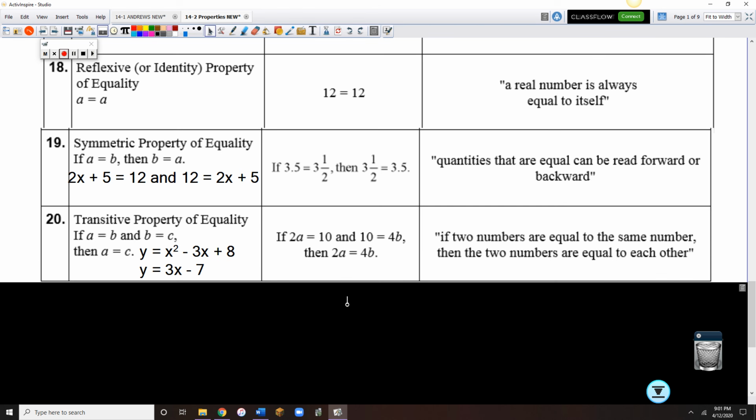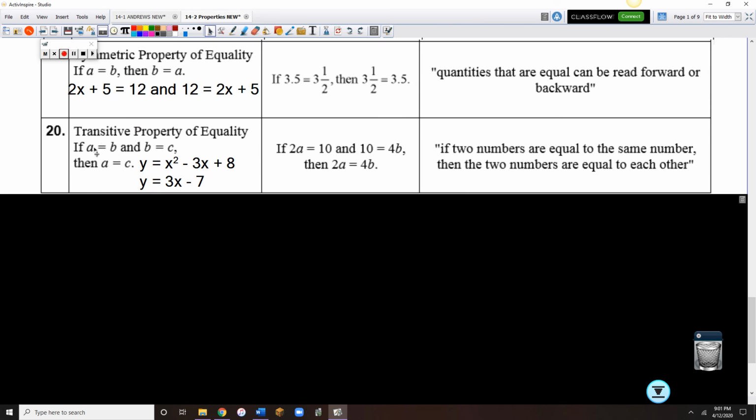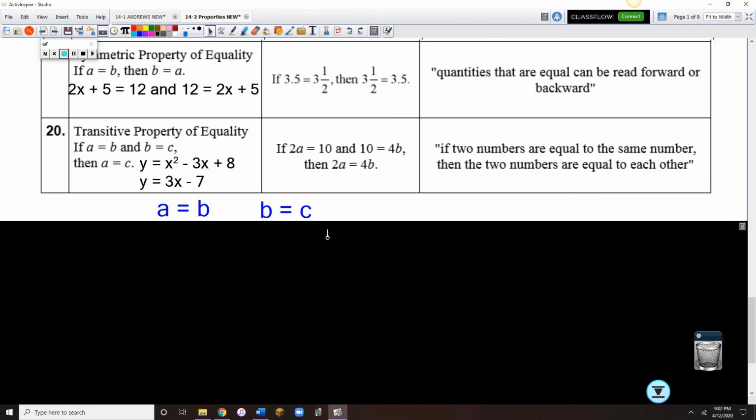And our last one is transitive property. In transitive property, it's saying that if A equals B, so A and B are actually the same thing, and B equals C, so B and C are the same thing, then A and C are the same thing. Here's where we use this with equations. If we have a quadratic that says y equals x squared minus 3x plus 8, and then we have another equation, this one happens to be linear, y equals 3x minus 8. Down here I have a graphic. So we have A equaling B and B equaling C.